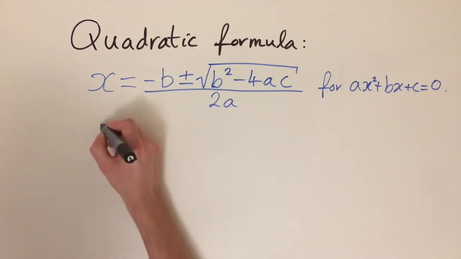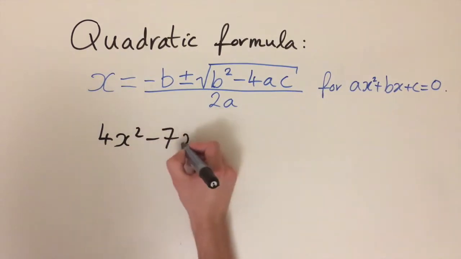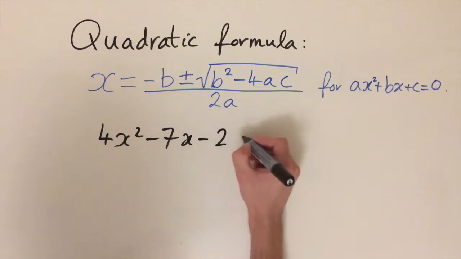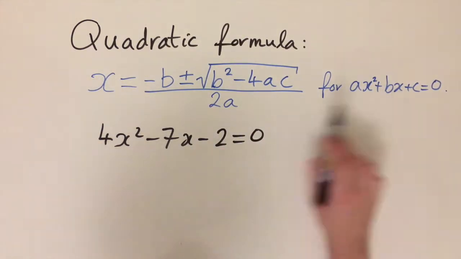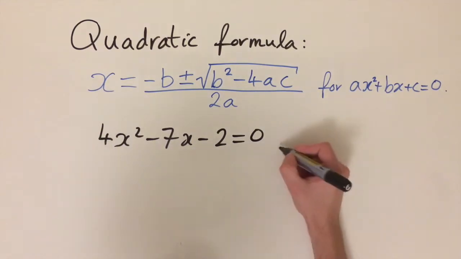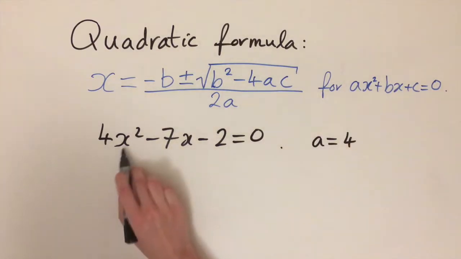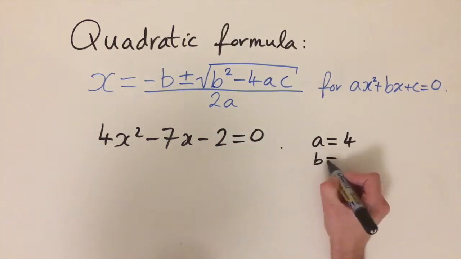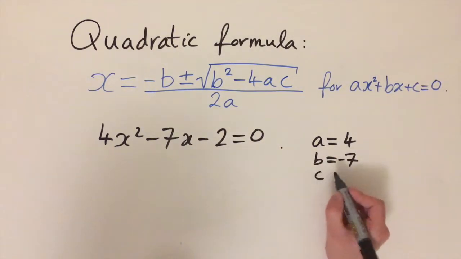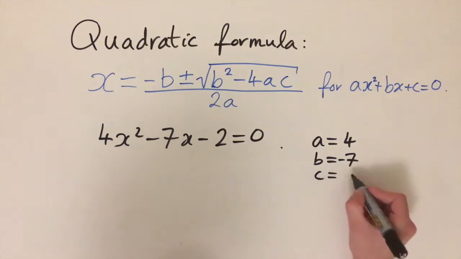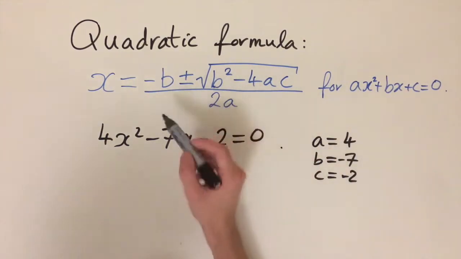So let's look at the quadratic equation 4x squared minus 7x minus 2 equals 0. The first step you want to do is write out what the a, b and c are, what these coefficients are. In this case we have a equals 4, that's the x squared coefficient. We have b equal to minus 7, that's the x coefficient, and then c is just a constant, this is minus 2. So now this is nice and visible and we want to plug this into the formula straight away.